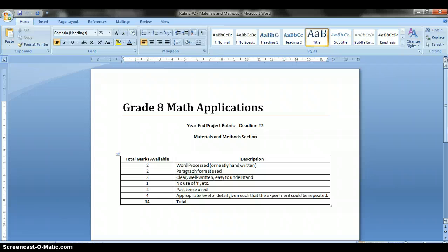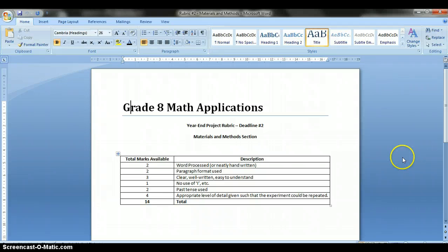Past tense used, so you say what was done. You don't say I did this, you say how it was done. So during the experiment, 75 people were polled. Okay, you don't say during my experiment I polled 75 people. Stay away from the usage of the word I.